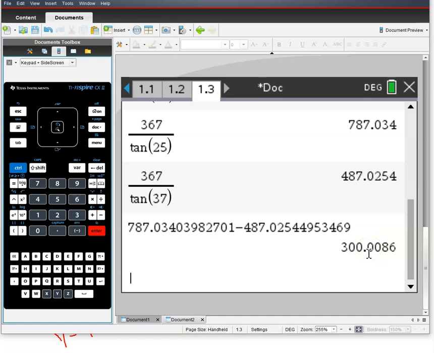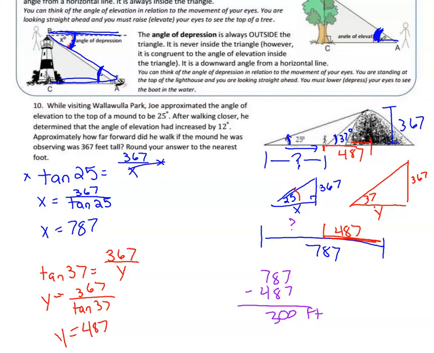So 300 feet. And that right there is enough information to help you get through this entire assignment on the trig and right triangle problems. Good luck to you.